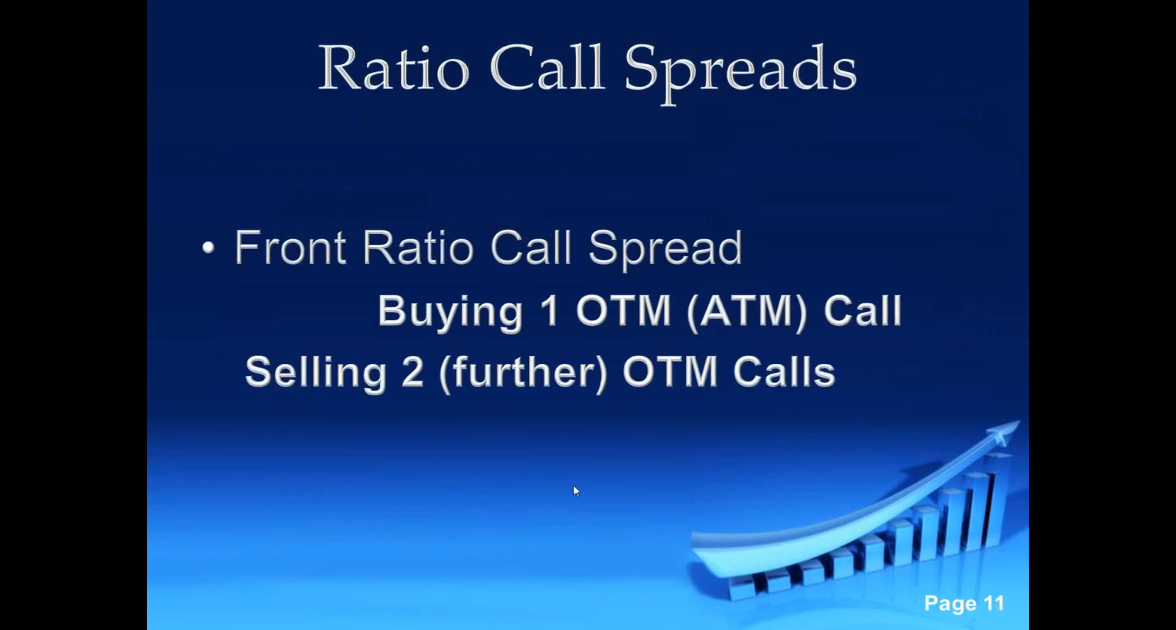All right. So again, we're buying 1 at the money or just out of the money, first strike out of the money with my rules. And then we're going to be selling 2 further out of the money calls against that. And usually what this is going to be is about the next strike out.